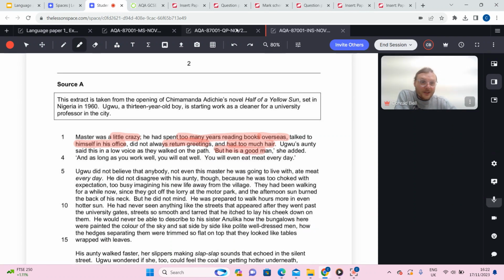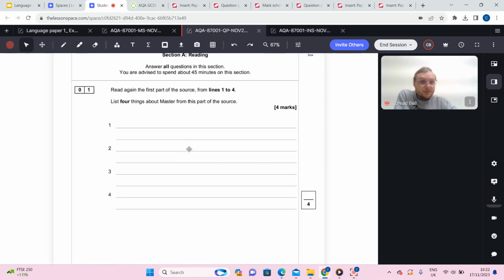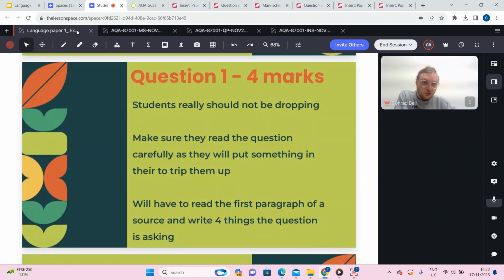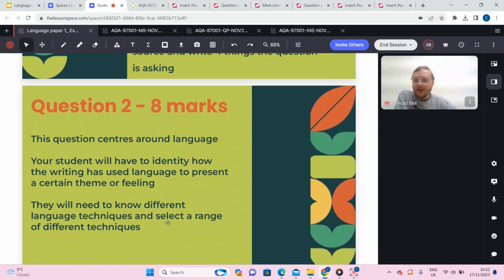And then, that's it. That didn't even take a minute. All you need to do is highlight and then put those in. And then that's that question done. That's why I'm saying students really shouldn't be dropping marks. This one was kind of nice, but sometimes they do put things in there that aren't really about the person they're talking about, and they're just trying to trip you up. But like I said, if you read it carefully, no issue.